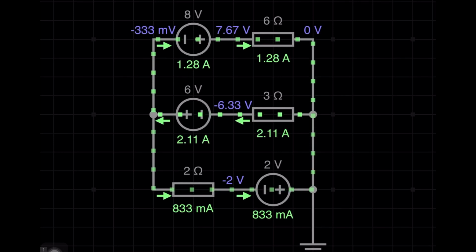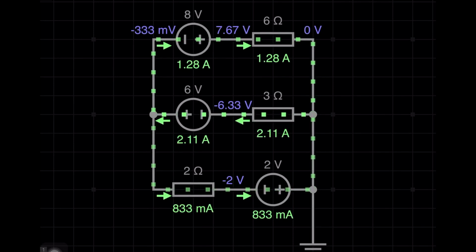What about 3 ohm? We got 2.1 ampere. Yes, that is true. And the direction of the current? Moving towards left. And the current flowing through 2 ohms? It is 0.833 ampere, otherwise 833 milliampere, which is flowing towards right.